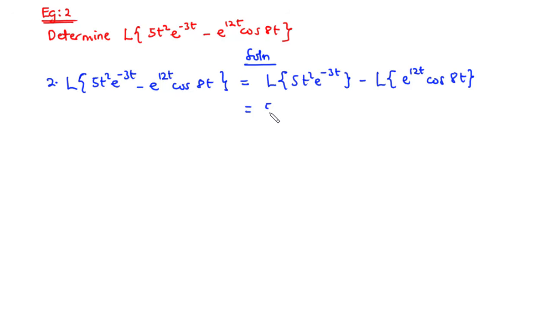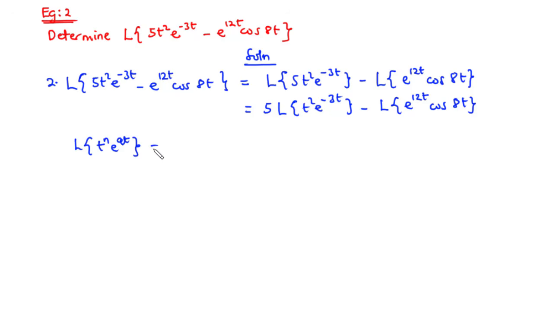5 is a constant, so we pull out 5 so that we have the Laplace transform of t squared e to the power negative 3t, and then minus the Laplace transform of e to the power 12t cos 8t. Now to work out this transform, we know that the Laplace transform of t to the power n times e to the power at is given as n factorial over s minus a, all raised to the power n plus 1.